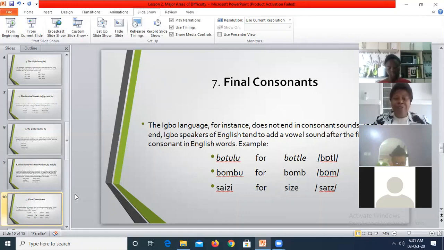That is why you hear them pronounce bottle as bottolo, bomb as bombo, size as sizey. Instead of saying book, they will say buku. Good. I'm happy you are following smoothly. Now say after me, bottle. Bottle. Bomb. Bomb. Size. Size.